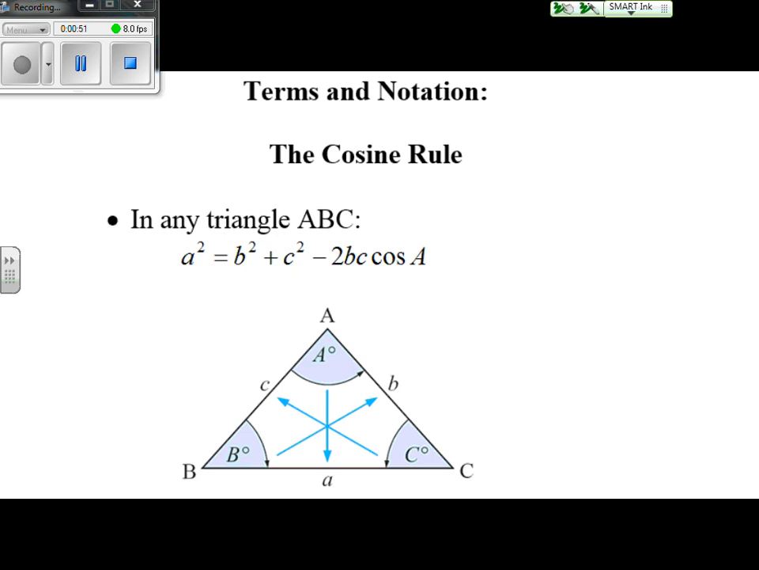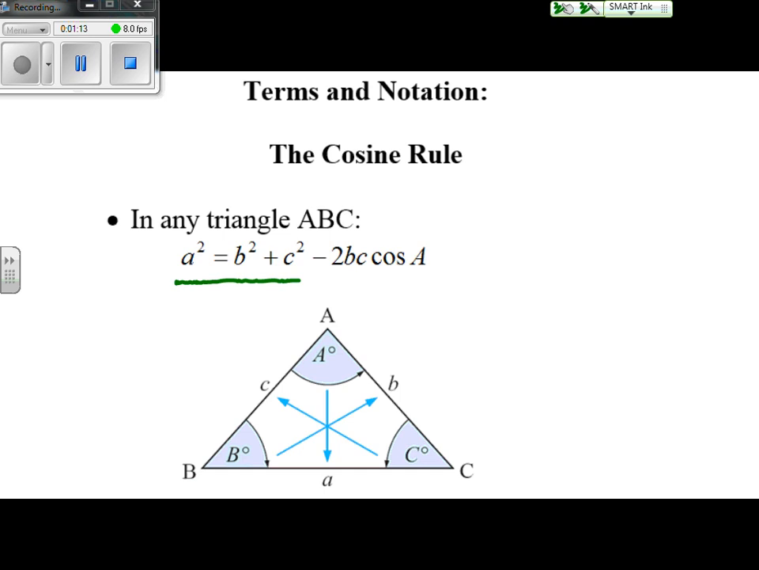Number one, if I start over here on the left, I've got a squared equals b squared plus c squared. That right there should remind us very much of the Pythagorean theorem. Now, it's not quite in the right order. Usually c is by itself, but all of these letters are essentially interchangeable. So that's pretty familiar there.